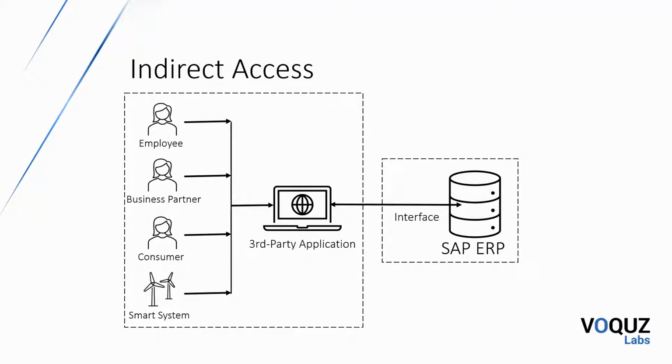Indirect users can be employees, business partners, or consumers. Smart systems and other connected devices could also be deemed to be using SAP indirectly, depending on exactly what these systems or devices are doing. Indirect use of SAP is typically licensed via the traditional named user and package license model. However, in 2018, SAP launched the new digital access licensing model, defining indirect use of SAP in a new way.